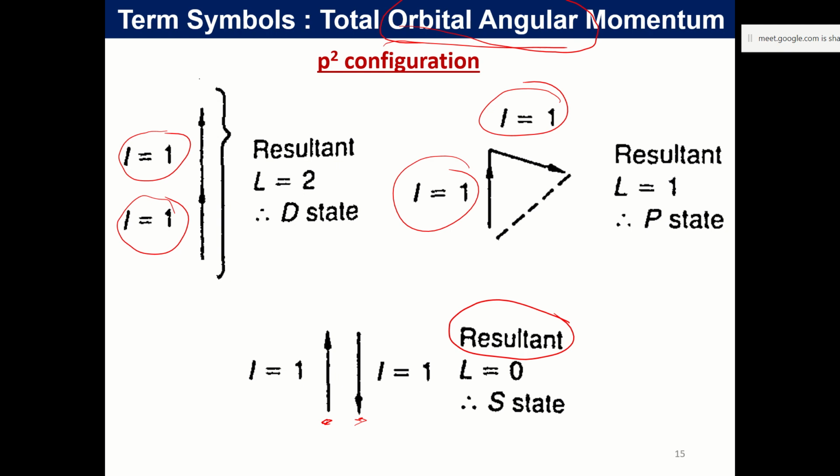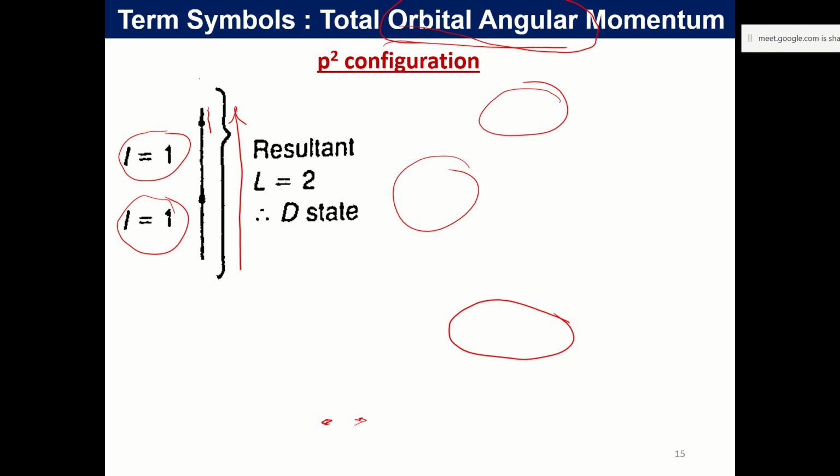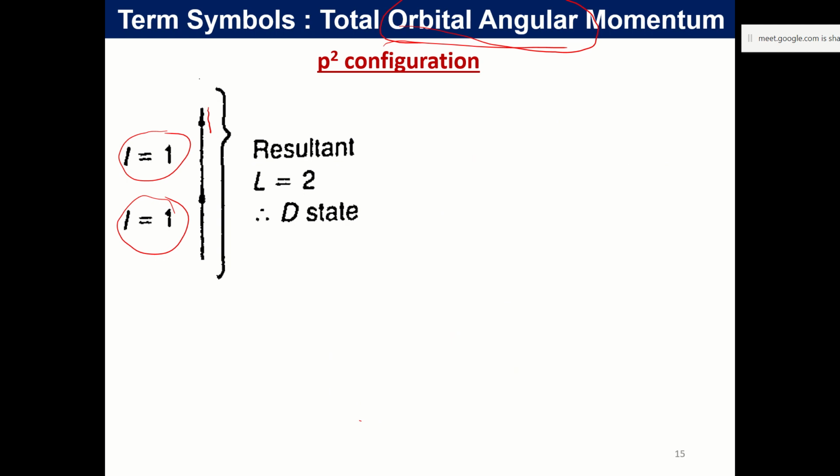We can see these three things when we analyze the p2 configuration again in more detail. Now, this is the resultant vector. This resultant is the big one, pointing in this direction, the sum of the two, and it will again have a z component. If this is L equal to 2, it will have an orientation of this vector that we are talking about.